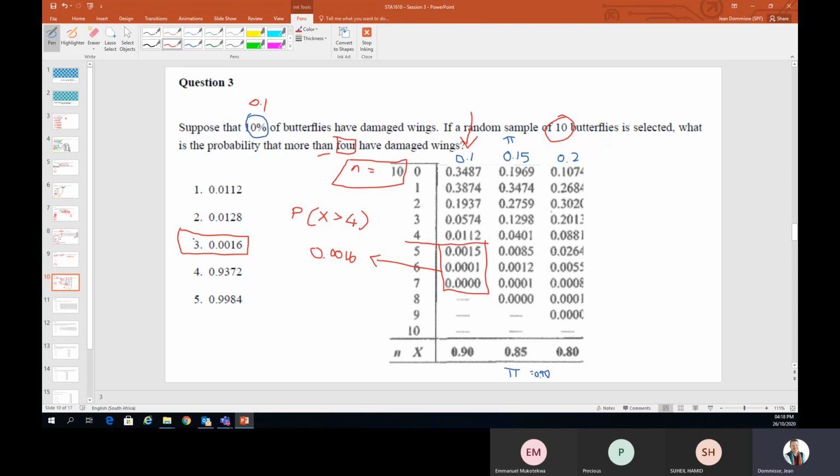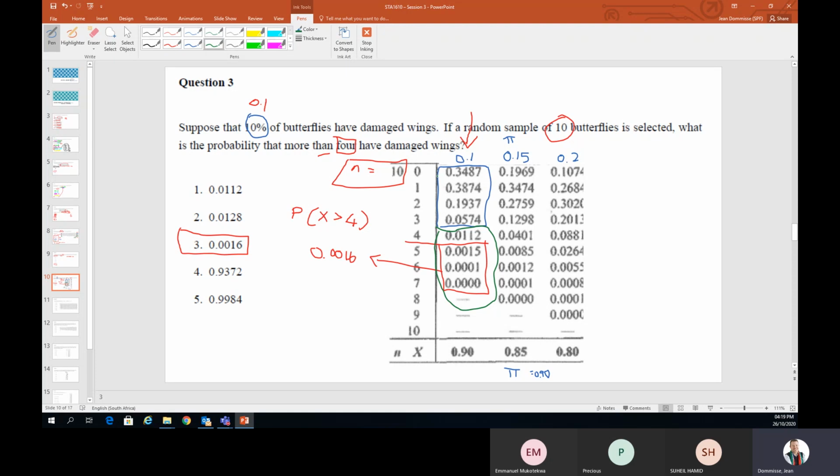If they told us less than 4, then it would have been those 4. If they told us 4 and more, then it would have been these 4. And if they told us 4 and less, it would have been that group of 4. So it's all dependent on basically how they phrase it, what we need to get.